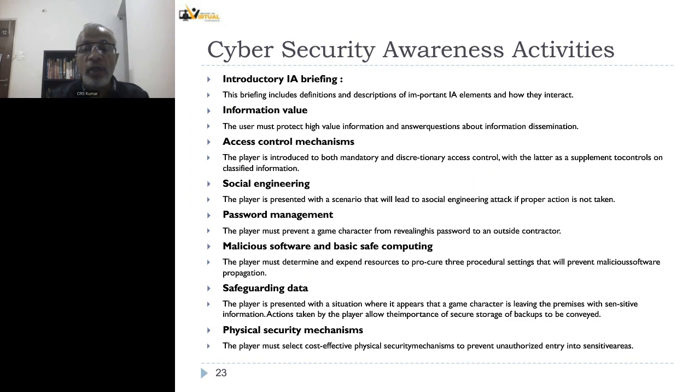When we look at the cybersecurity awareness activities, the first activity is an introductory information assurance briefing. This is followed by the information value discussion that stresses the values of various types of data assets, and access control mechanisms. Then we can discuss social engineering. Then we look at password management. Here, multi-factor authentication, the setting of powerful passwords, and various things can be discussed. Then malicious software such as viruses and worms can be discussed, and basic safe computing practices can be provided there.